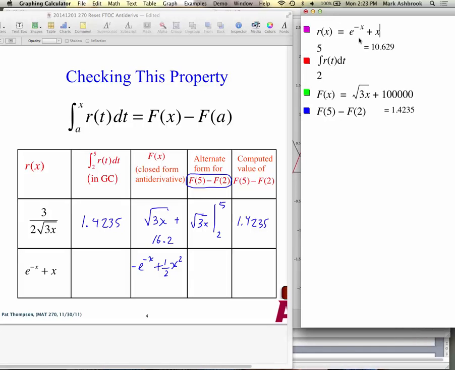All right, let me just do this. Okay, 10.629. What did we put for this here? Negative e to the negative x plus 0.5 x squared. Plus any constant. Any antiderivative will give that same net change. So we can add any constant that you want. You get the same net change, open form or closed form.